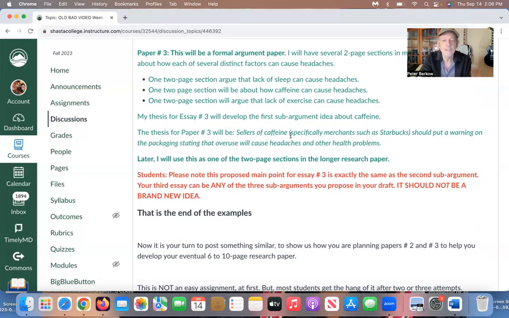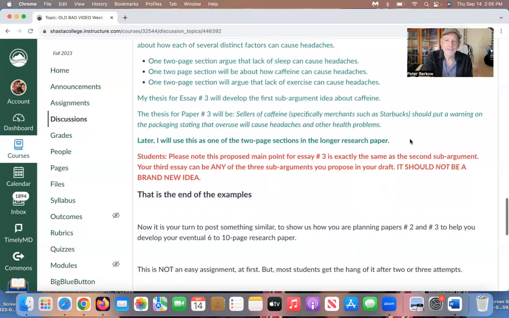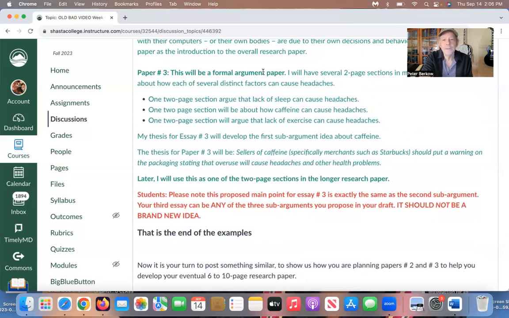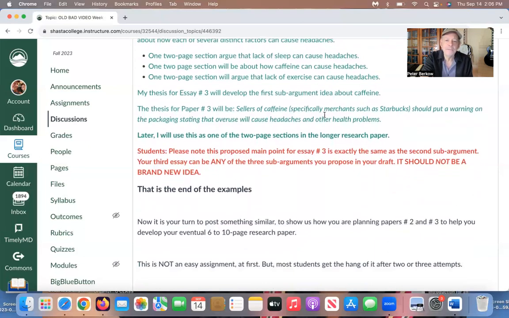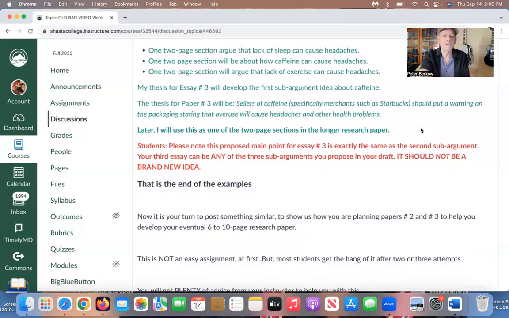This has to be, this will be corrected by the time you see it. The idea that caffeine can cause headaches, okay? You take one of those sub-arguments and develop it. And so her thesis for paper number 3 was, sellers of caffeine, especially merchants such as Starbucks, should put a warning on the packaging stating that overuse can cause headaches and other health problems.